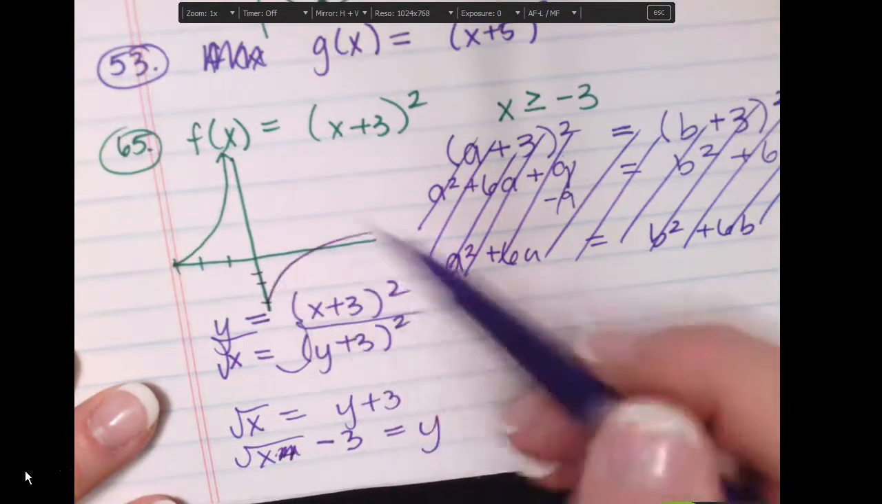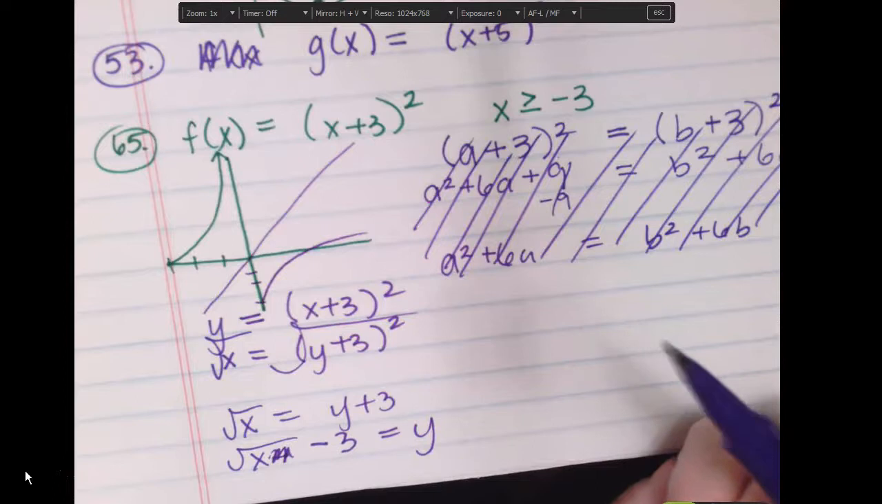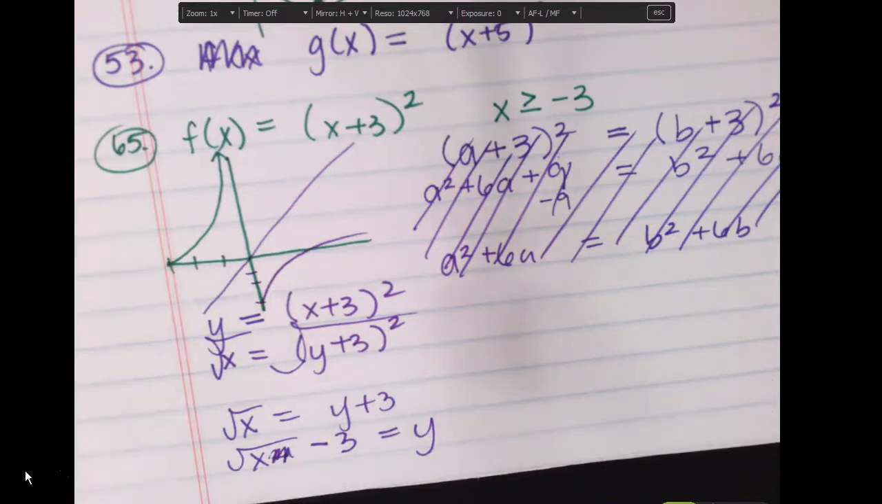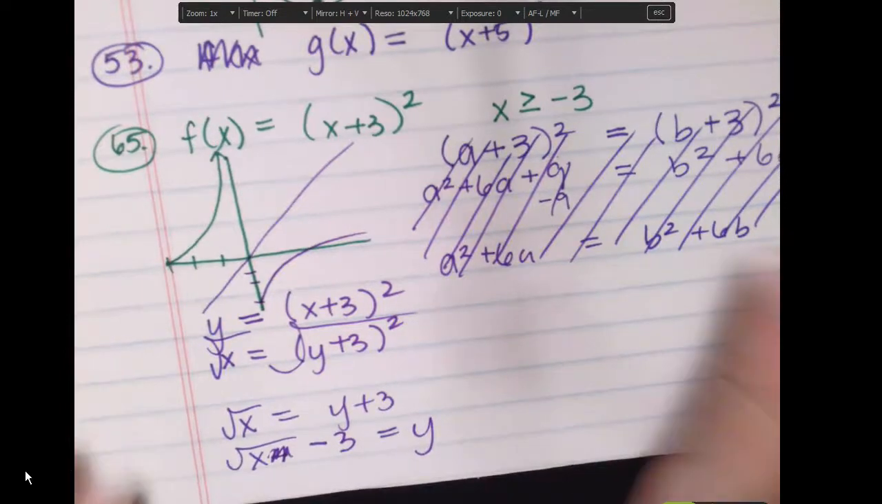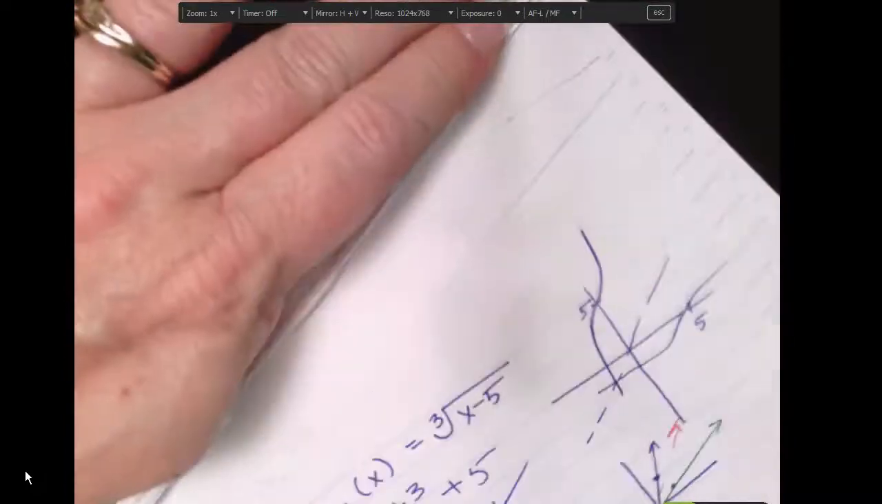So there it is. We can see visually that it is on opposite sides of y equals x. And does that answer the full question? Let's see. Verify it graphically. If it's one-to-one, find the inverse. We did it. Alright, so moving on. So let's get these last three or four problems. Got number 67, 71, etc.